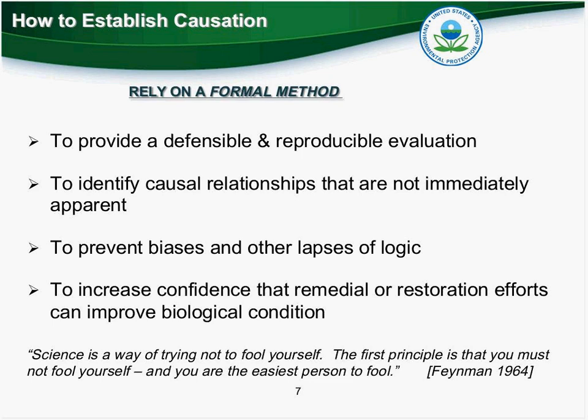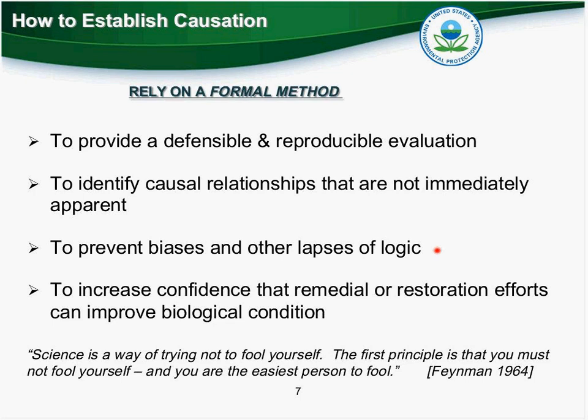So to establish causation, we really need to rely on a formal method. We need to provide a method that's defensible and reproducible. We need to be able to identify causal relationships that are not immediately apparent. And what we're suggesting is that you need a method to get past all those biases and all those traps that I presented a few slides ago. Biases and other lapses of logic.